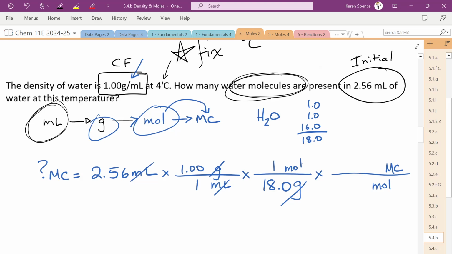And in order to convert between particles and moles, we use Avogadro's number. And I'm so happy none of you on the quiz did 6.02 times 10 to the 23 moles per 1 molecule. That made me so happy that I did not see that anywhere.